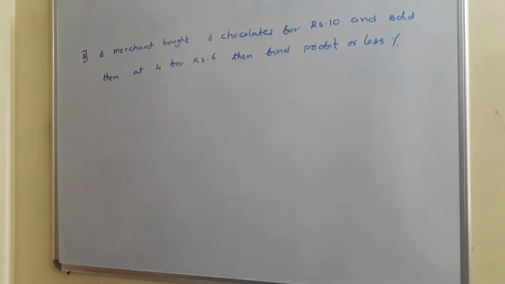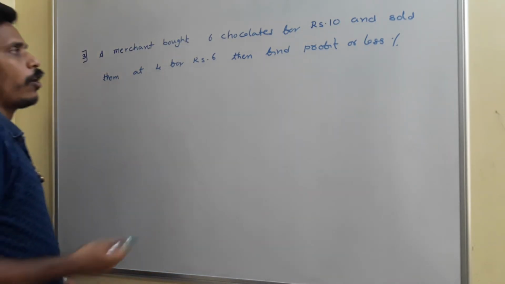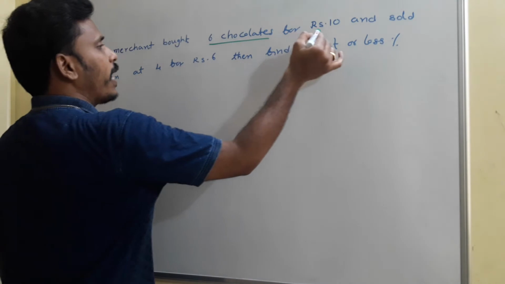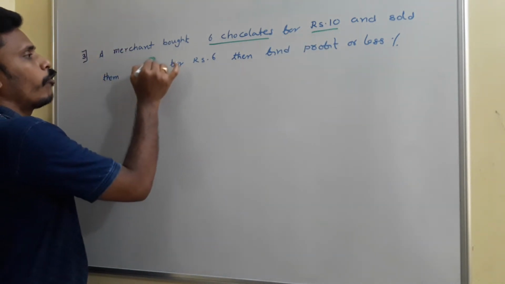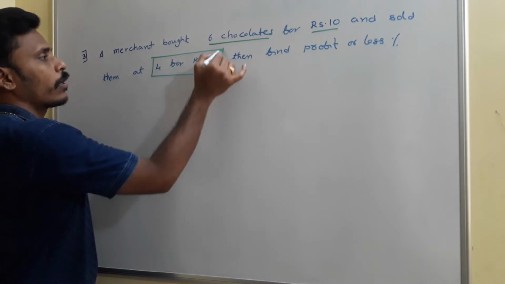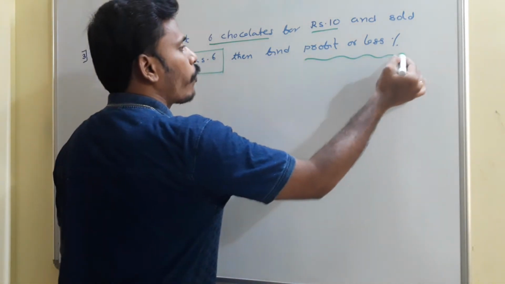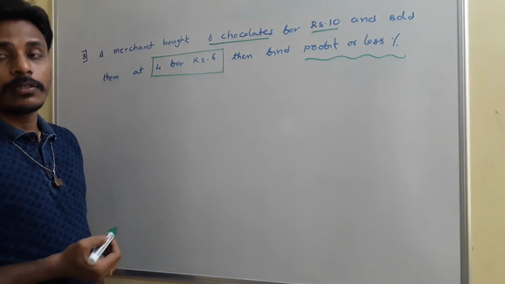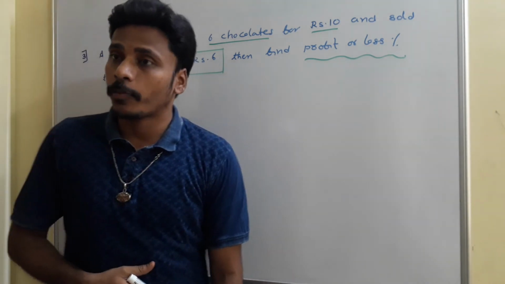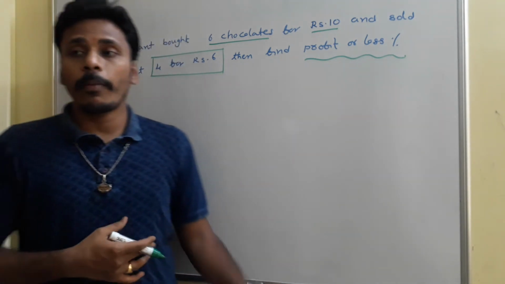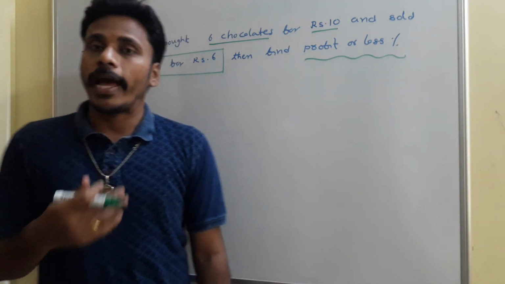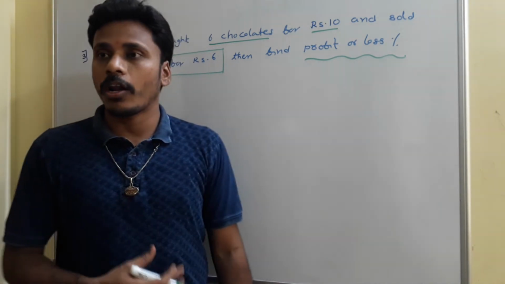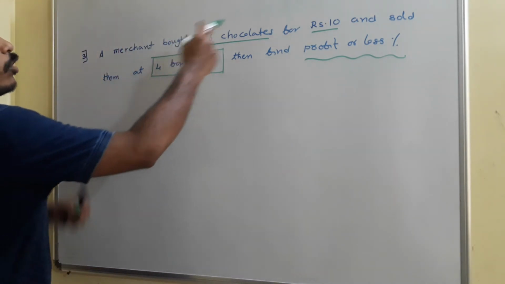A merchant bought 6 chocolates for 10 rupees, and sold 4 for 6 rupees. Then we need to calculate profit or loss percentage. The first information is related to the cost price, whereas the second information is related to the selling price, and based on these two, we need to calculate profit percentage or loss percentage. Just have a look at this.